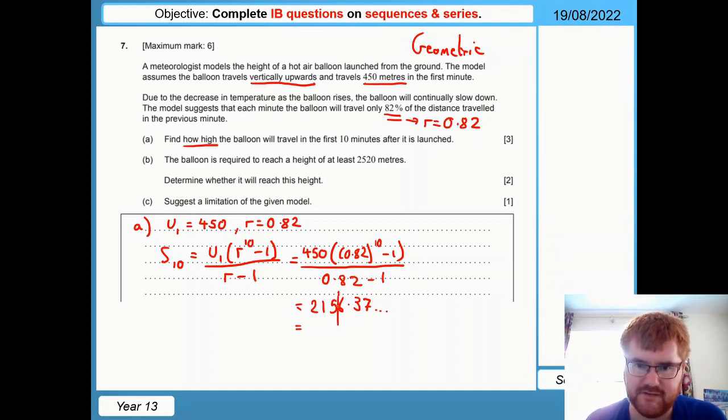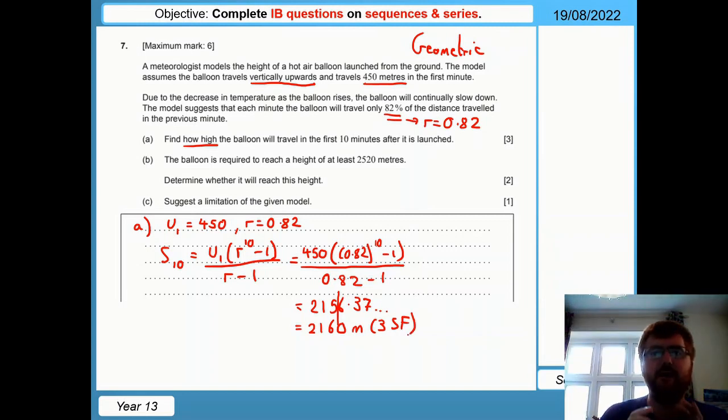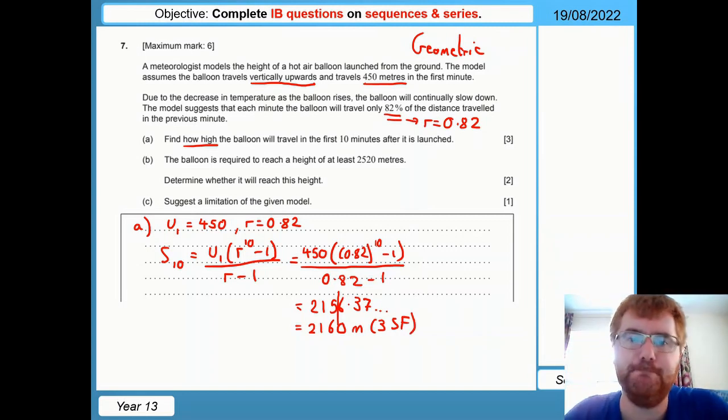Draw a line between the 5 and 6. 6 is greater than 5, so we round the 5 up to 6. And remember to put in our placeholder here as a 0. So a quick bit of rounding practice as well for you, and that's going to be in meters to 3 SF. Making sure I gain all 3 marks for that kind of question.